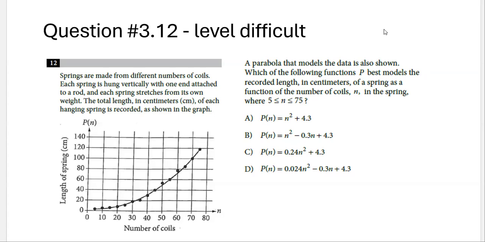Okay, so let's see what this problem says. Springs are made from different number of coils. Each spring is hung vertically. Do I care about that? Let's skip that sentence. Total length in centimeters of each hanging spring is recorded as shown in the graph. This is the graph. A parabola that models the data is also shown. Which function P best models? Okay, so best models, I don't really care about the remainder.